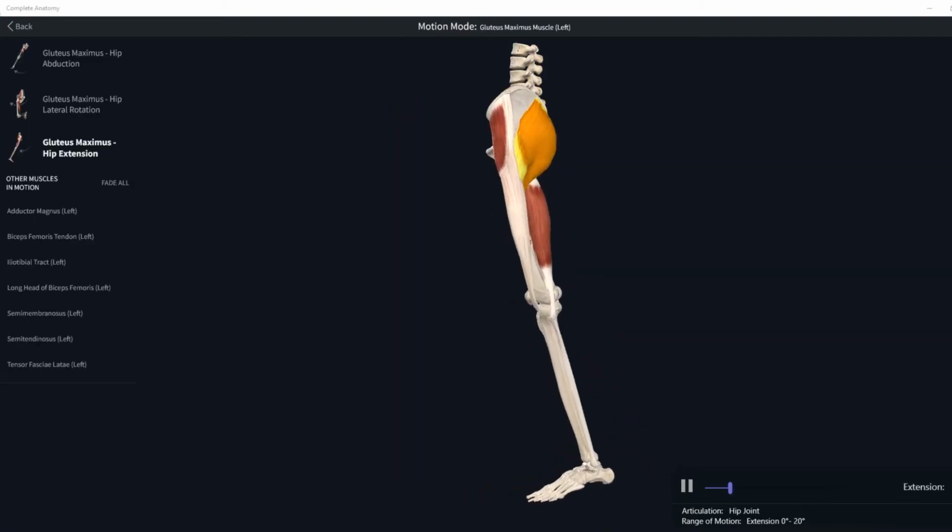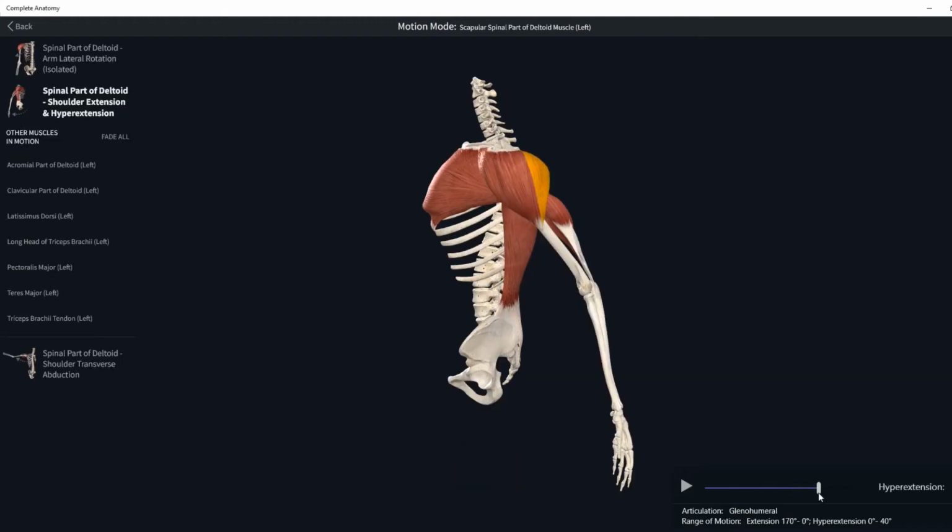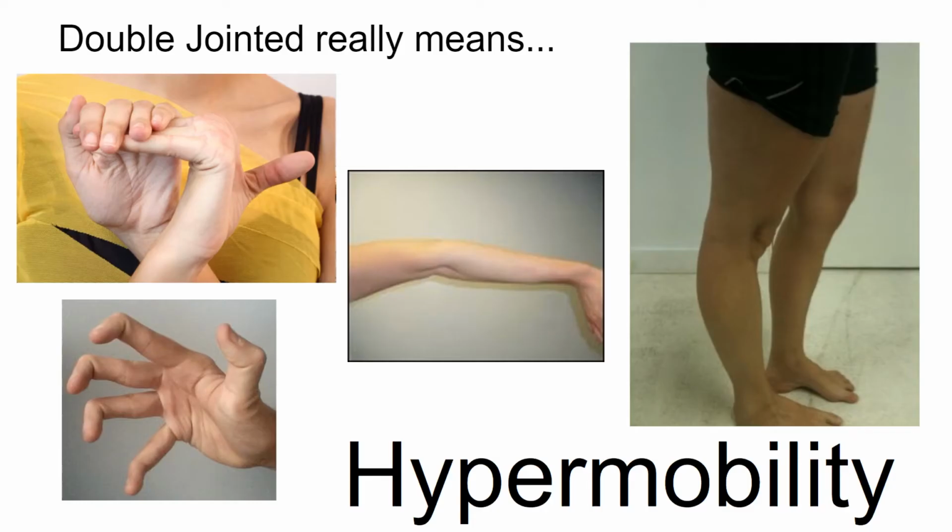This hyperextension movement can be seen at the hip and shoulder as well. Can you hyperextend other joints? What about your elbow or your knee? Truth be told, many people have flexibility in both of these joints.